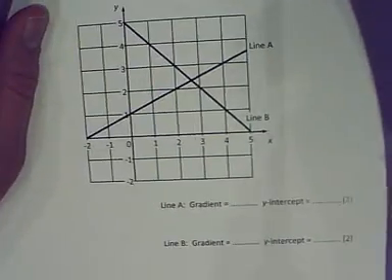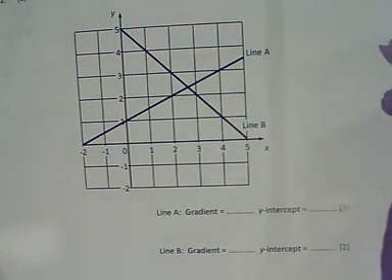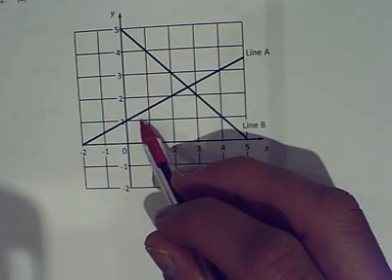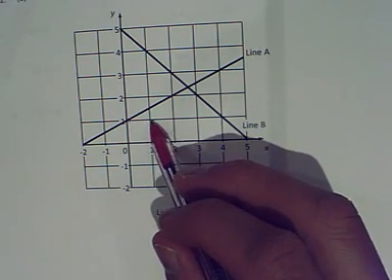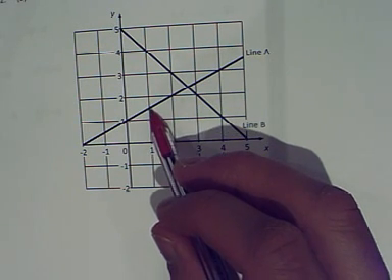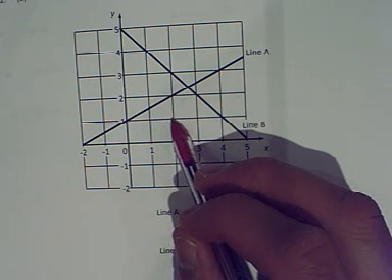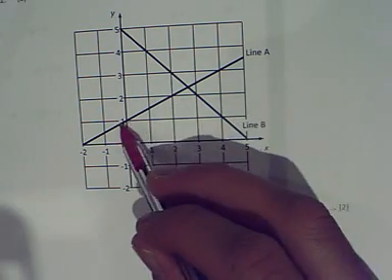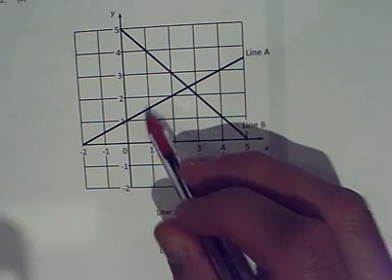For the gradients and intercepts, there are still a few mistakes being made on this, despite the fact that we've seen the question 3 times. For the gradient of A, remember the gradient is how much you go up by every time you go 1 square to the right. Every time you go 1 square to the right, you're going up by less than 1. So let's have a look what happens when you go across by 2, you go up 1. So if you go across 2 to go up 1, that means every time you go across 1, you must be going up a half.